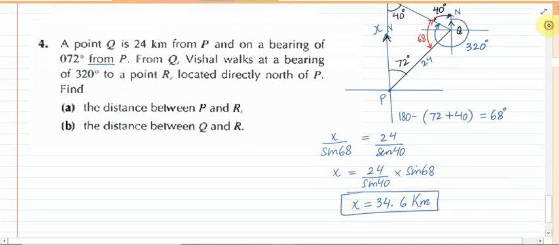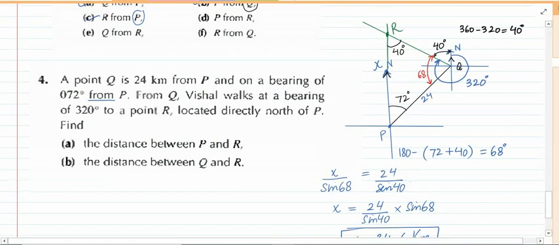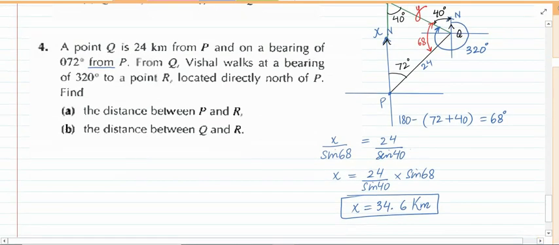The next part, it says the distance between Q and R. Q and R means this value. So how are you going to find this distance? Again, by using the law of sine we can do it. Our expression will be y divided by sine 72 is equal to 24 divided by sine 40.